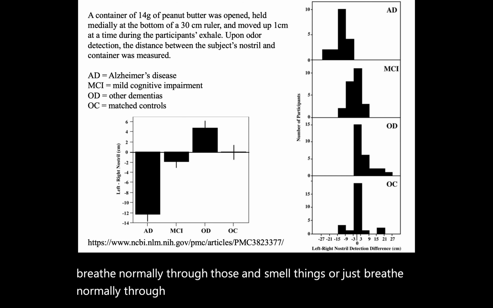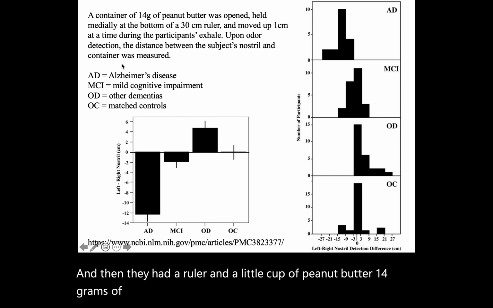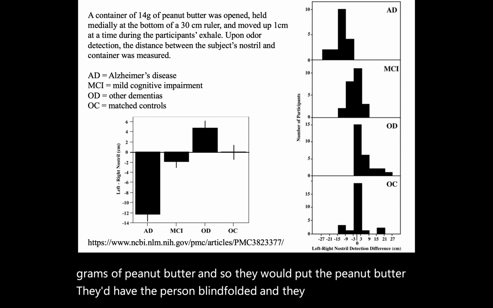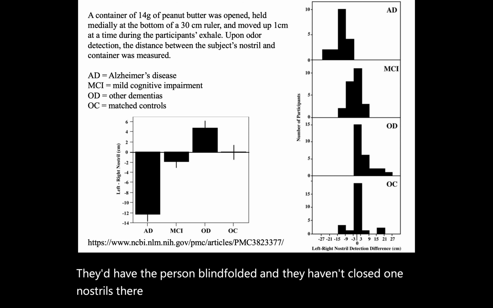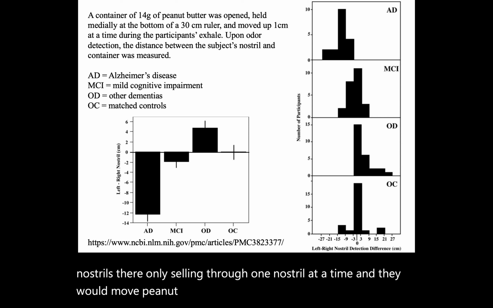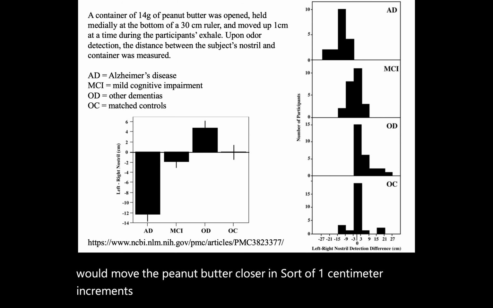Then they had a ruler and a little cup of peanut butter, 14 grams. They'd have the person blindfolded and close one nostril, so they're only smelling through one nostril at a time. And they would move the peanut butter closer in 1 centimeter increments until, on inhale, the person could say, oh, I smell it, that's peanut butter.